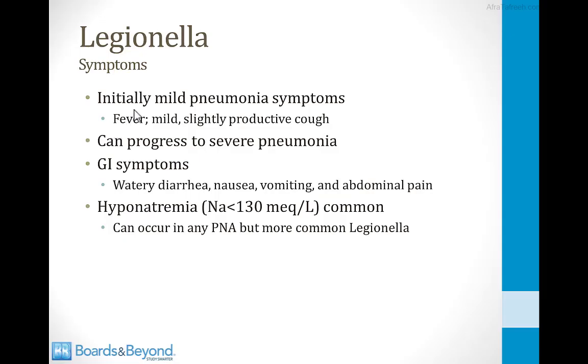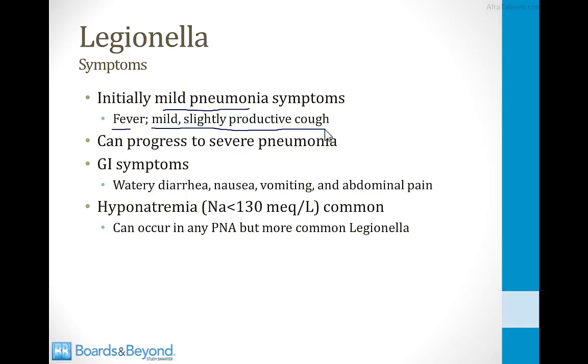So initially, Legionella causes a mild pneumonia. Remember that it's one of the atypical pneumonia causes, and those atypical or interstitial pneumonias are usually milder. So these patients may have a fever, but they'll have a mild, slightly productive cough. It can progress to a severe pneumonia in some patients, especially elderly patients or patients with comorbidities.